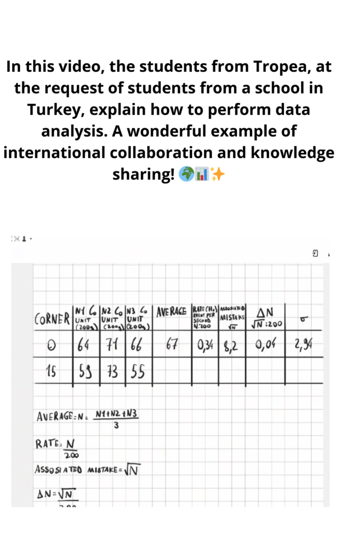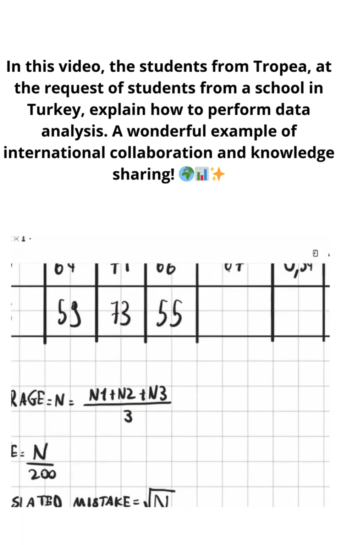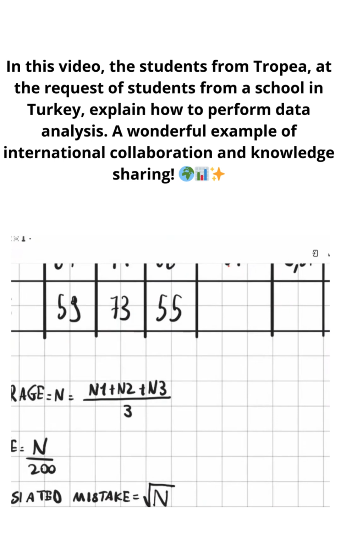To complete the cosmic rays work, let's take as an example the first line of the table where we have all the data. The first thing we need to find is the average. To find the average, we need to use this formula: n1 plus n2 plus n3, all divided by 3. The average is equal to n.